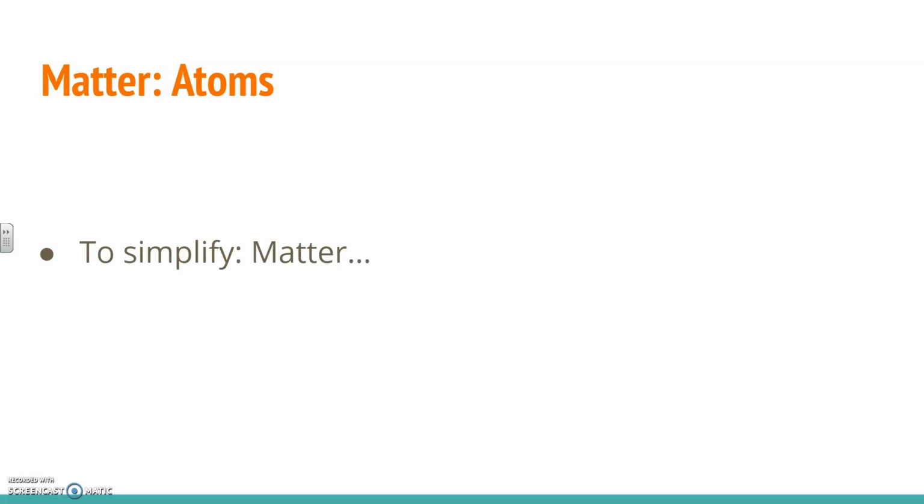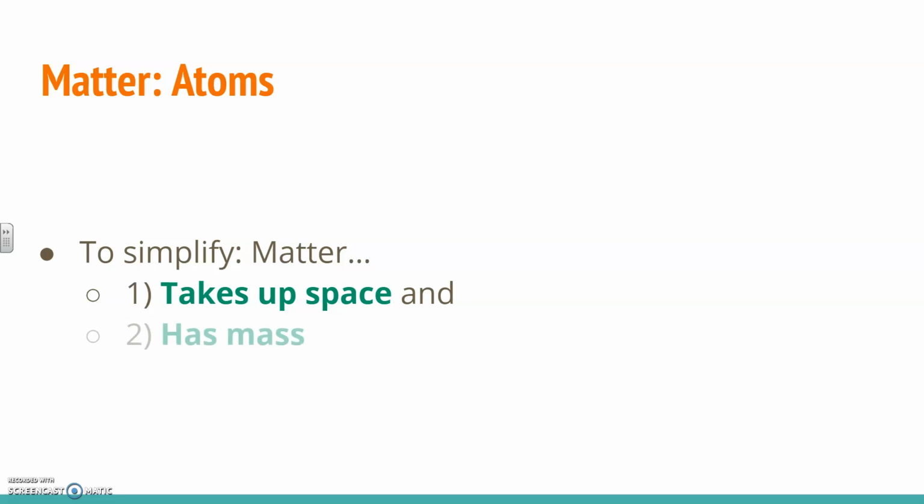So to simplify, just highlight this part, bold it, underline it, put a square around it. Matter: 1, takes up space, and 2, has mass. So that is what matter is.